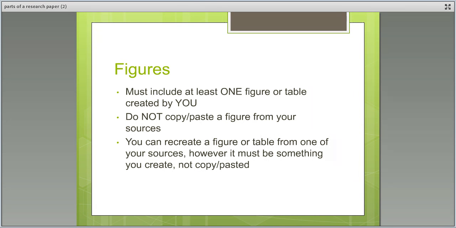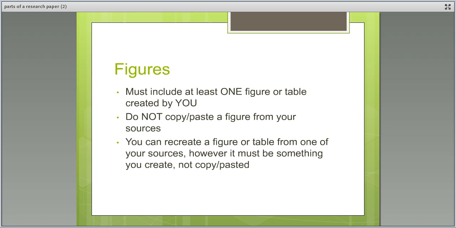The other thing you're going to be graded on is figures. You must include at least one figure or table that was created by you for this assignment. Do not copy and paste from your sources. You must create it yourself. You can actually recreate a figure or table that is found in your sources, but it must be done by you, not copy and pasted.